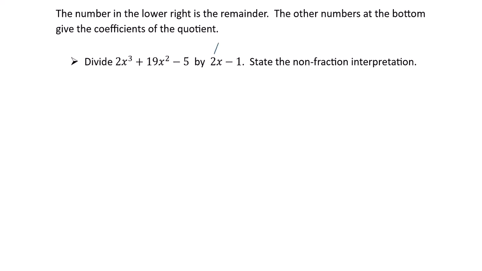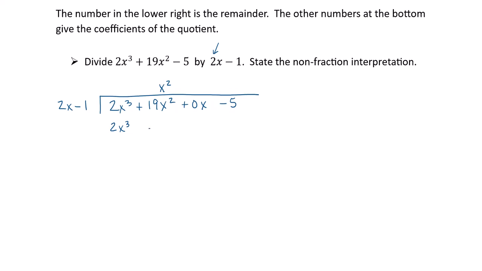Now, because we have this 2 in front, we're going to have to do long division. Synthetic division doesn't necessarily replace long division, so it's a good idea for us to stay and practice. We'll set this up, and now we divide up. 2x cubed divided by 2x is x squared. Put that in the x squared column. X squared times all of 2x minus 1 is 2x cubed minus x squared.